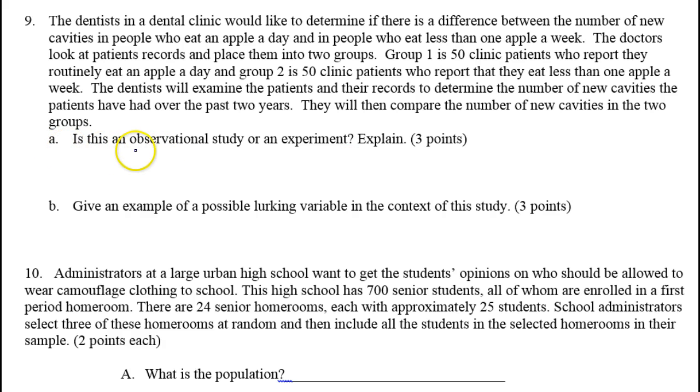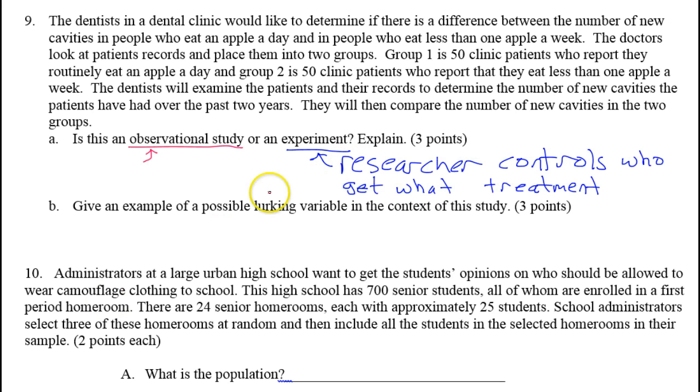So in part A of this question, I see they're asking, is this an observational study or is it an experiment? So remember, it will be an experiment if the researcher controls who gets what treatments. It'll be an observational study if the subjects themselves decide which treatment they're going to do. And the researcher simply makes a list of the subjects that happen to be doing one treatment, and then he or she makes another list of the subjects doing the other treatment, and then the researcher will record some data from each group.